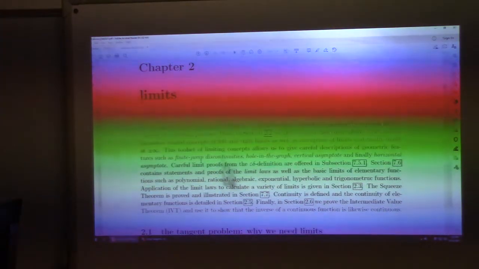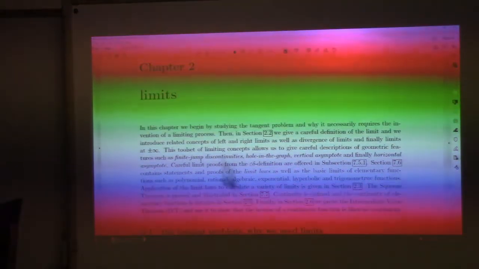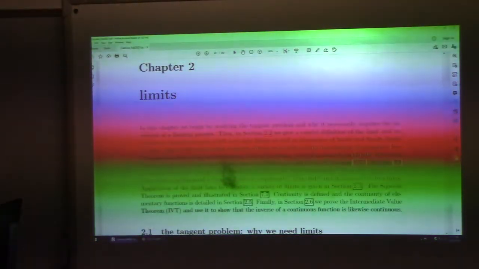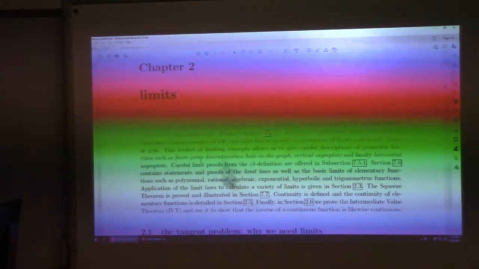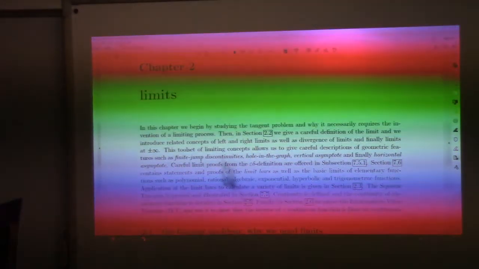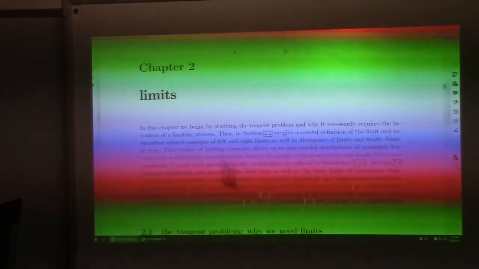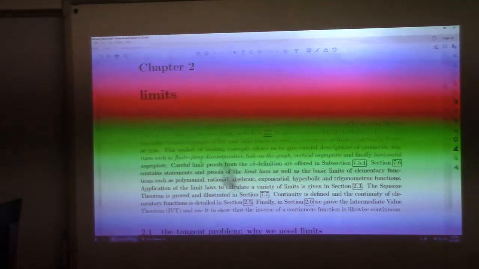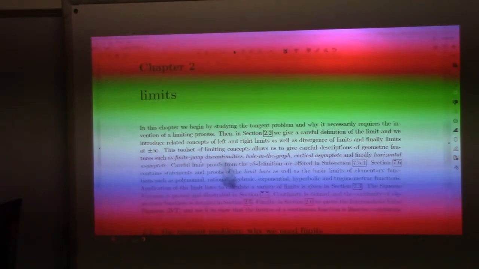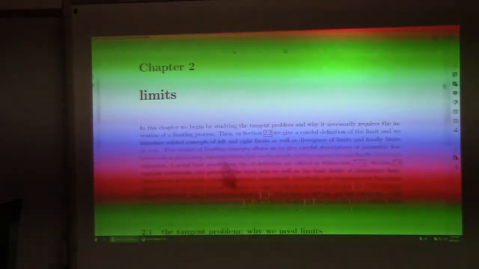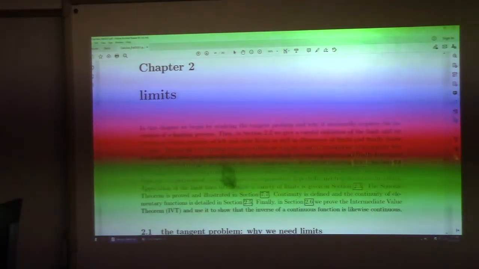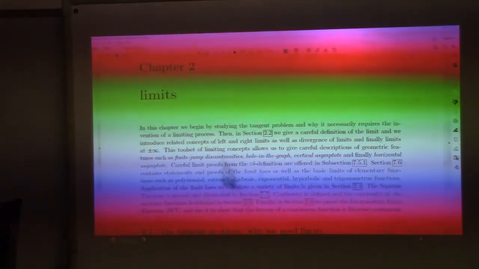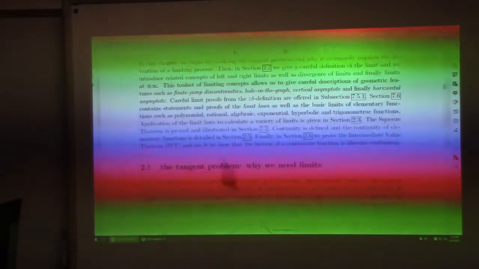And so we'll soon see that this concept allows us to give careful definitions of things like a hole in the graph, a vertical asymptote, even a finite jump discontinuity. All of these things, we have careful definitions in terms of limits. So that's in and of itself interesting, but what's really interesting is what it has to do with a tangent problem. So let me go down here.